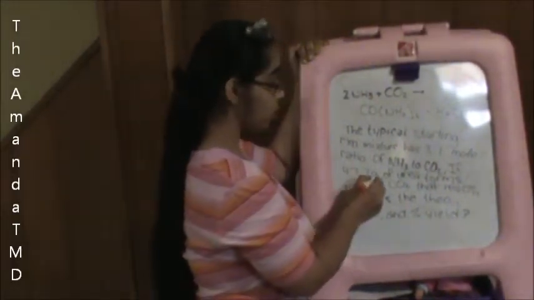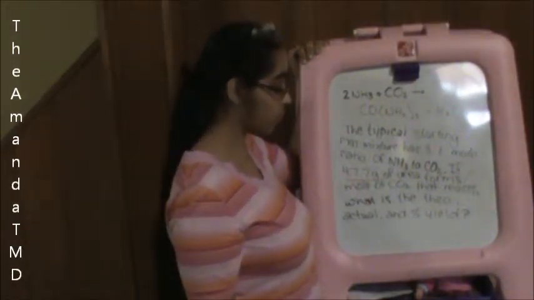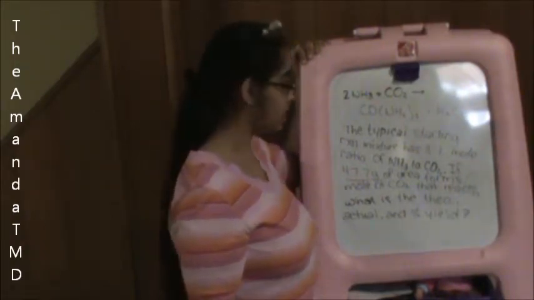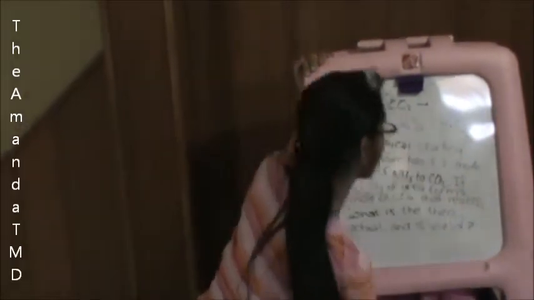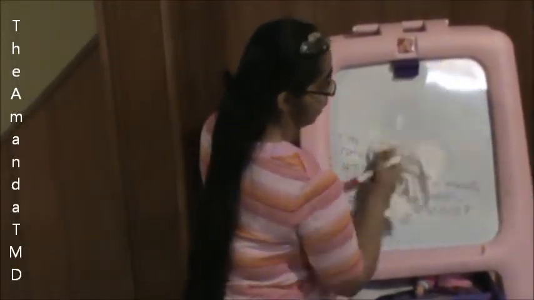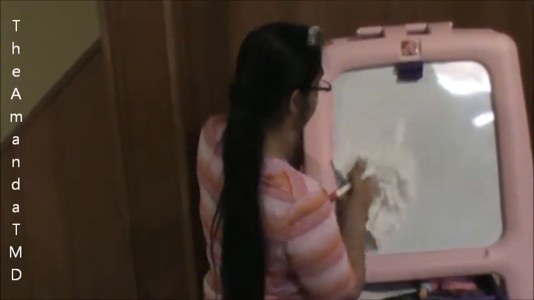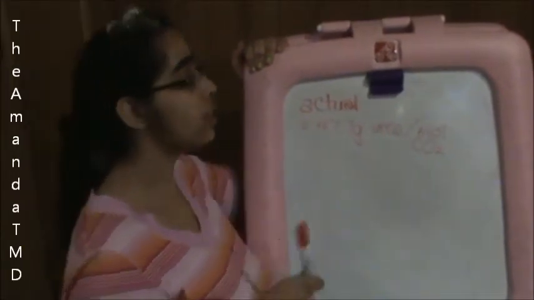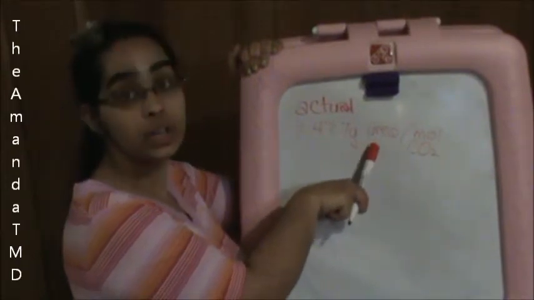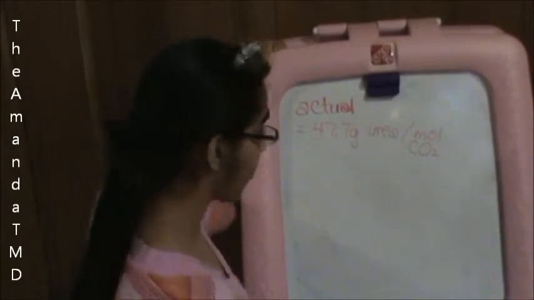Now, for starters, for actual yield, you don't have to do anything, okay? For actual yield, it already gives you that in the question, which is your 47.7 grams of urea for every mole of carbon dioxide that's reacting. So we've already determined that my actual yield is 47.7 grams of urea for every mole of carbon dioxide that reacts. Okay?